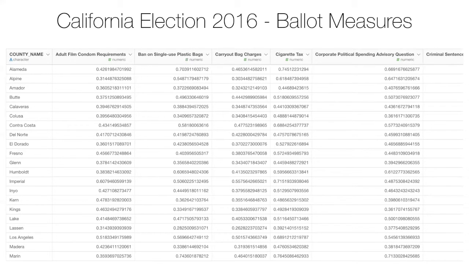Here's the California election 2016. It's a little bit old, a few years ago. But this is about ballot measures. I think there were 17 ballot measures. And California is a funky state. I live in California, so we vote for kind of fun stuff.